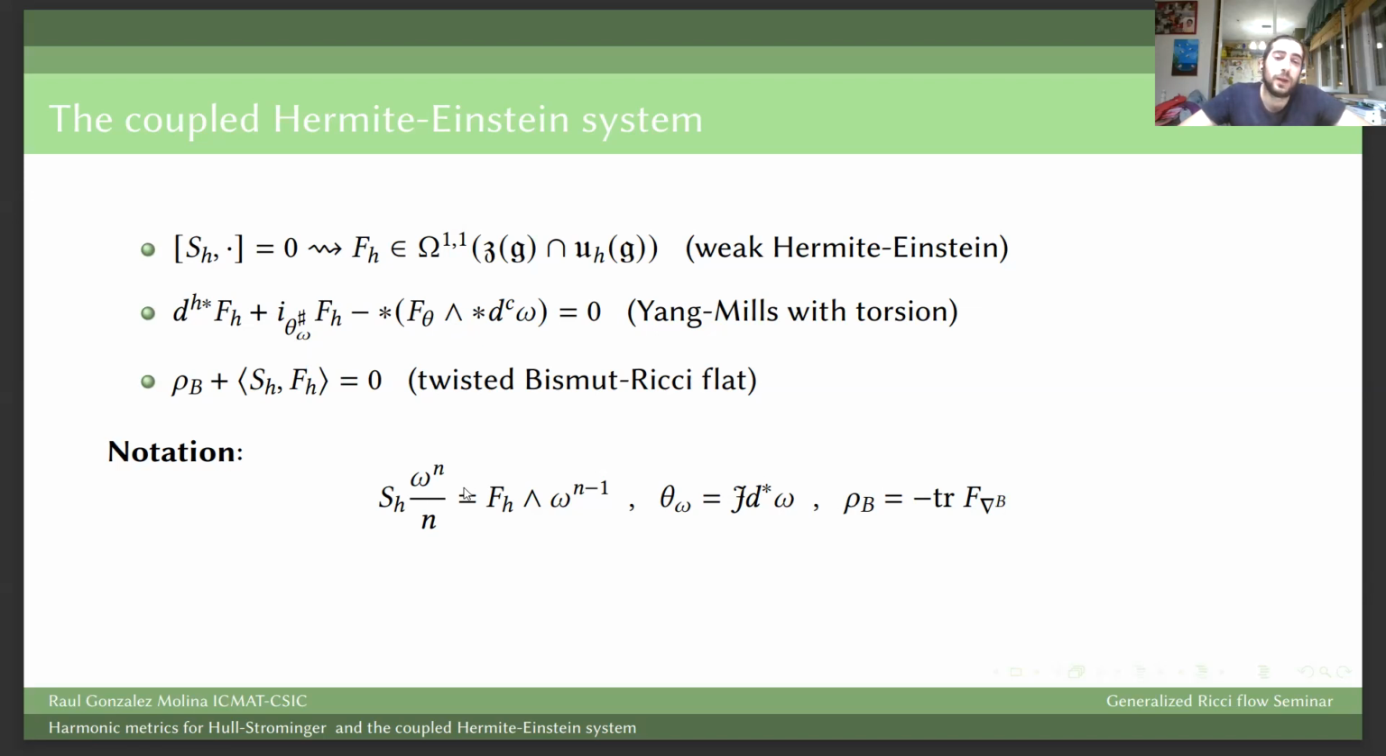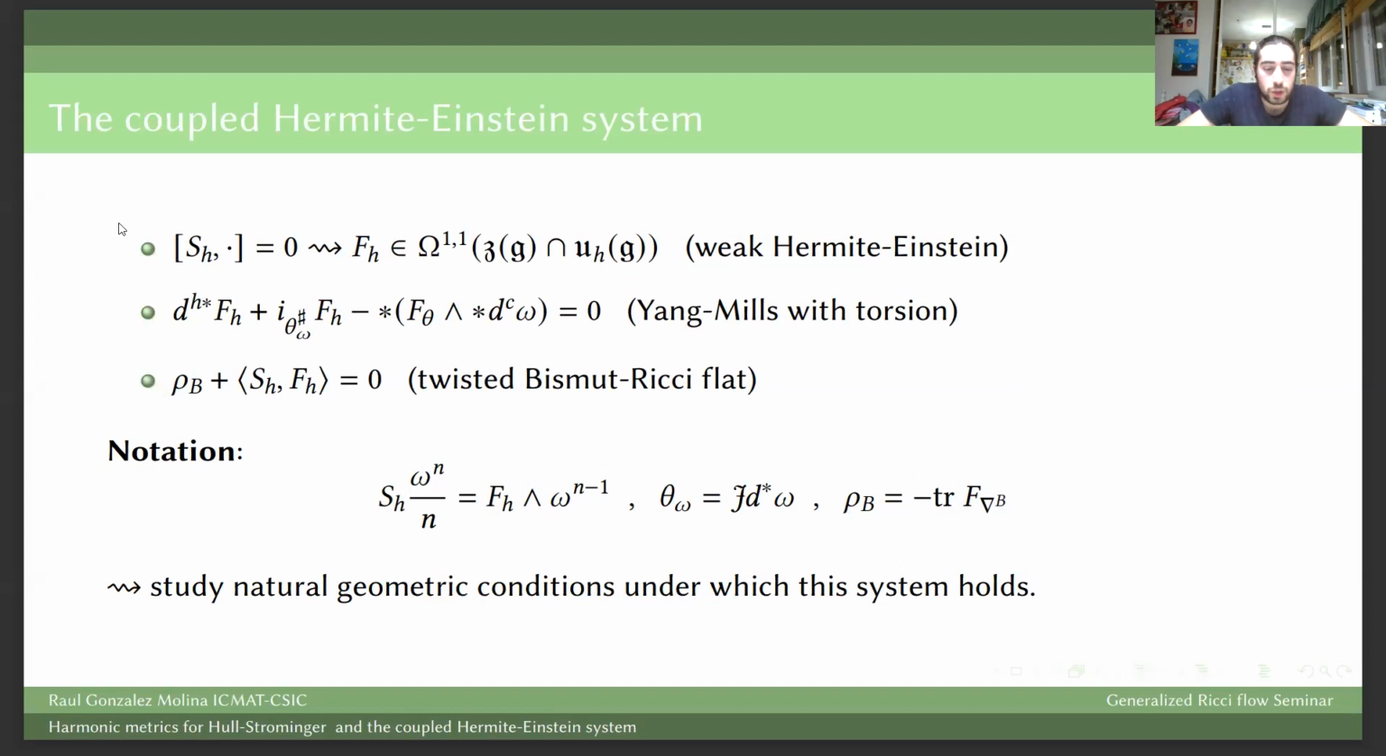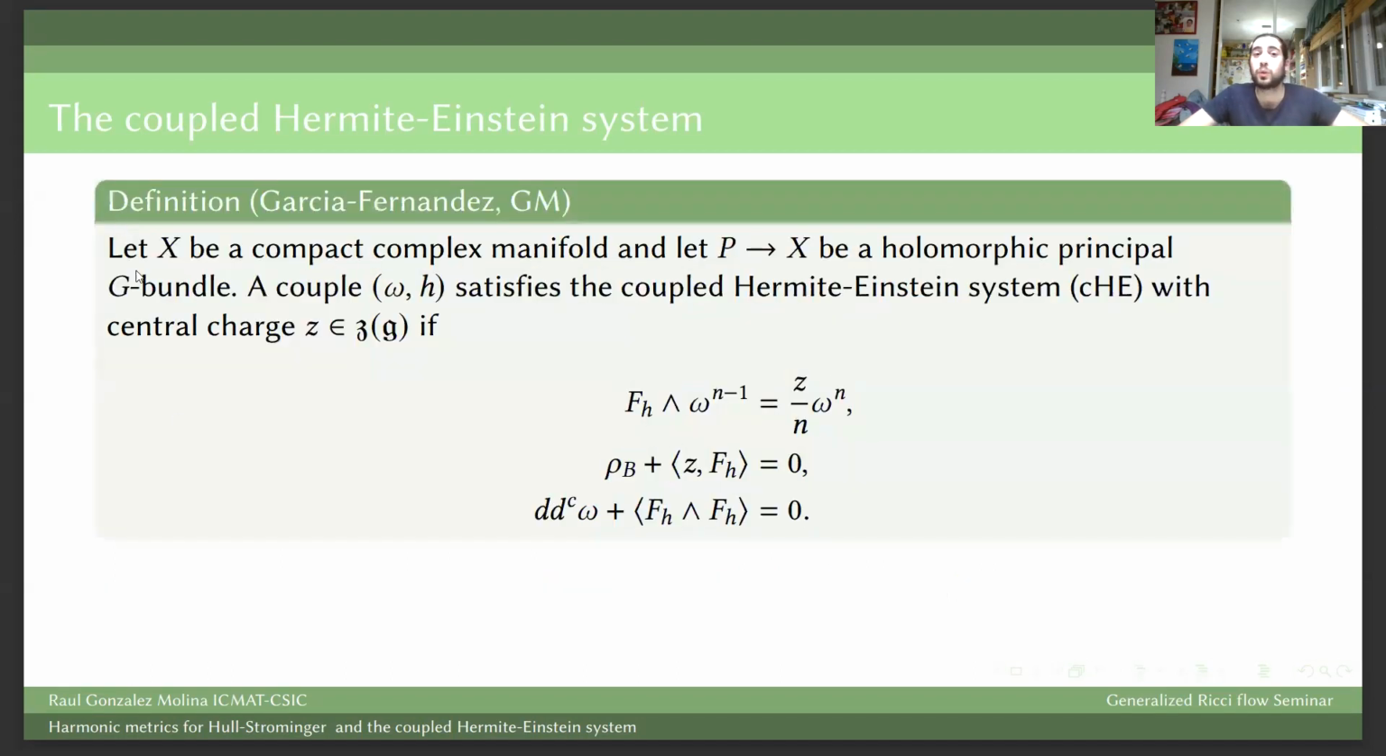And this third equation is what we call twisted Bismut-Ricci flat, because this rho B is the form that is defined on the canonical bundle induced by the curvature of the Bismut connection. And we have this twist given by this bundle term. Okay, so these are the conditions which are actually equivalent to solving the Hermite-Einstein equation on the holomorphic Courant algebroid. So we want to study which are the natural conditions under which this holds. Hull-Strominger is enough, but a weaker version is also enough. This is what we introduce now.